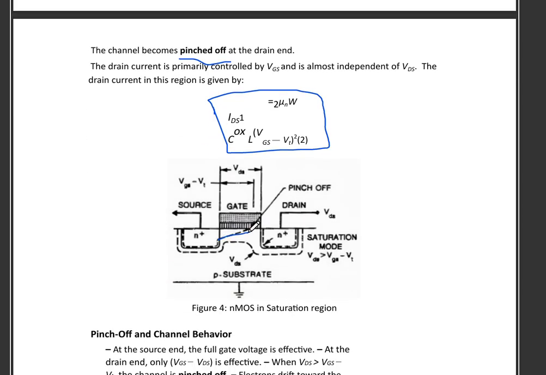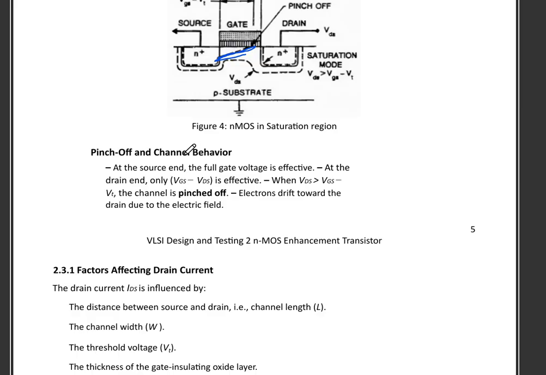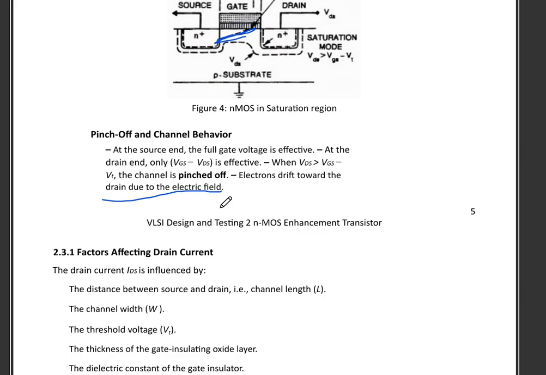So when there is pinch off, this is the condition and how it looks. So the pinch off and channel behavior. At the source end, the full gate voltage minus VT is effective, the channel is pinched off and electrons drift towards the drain due to the electric field.